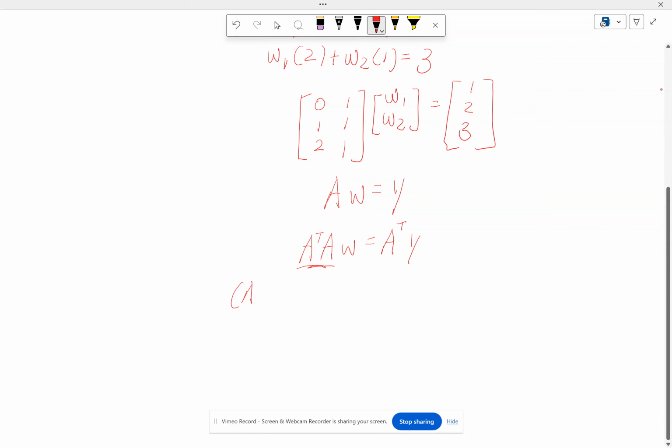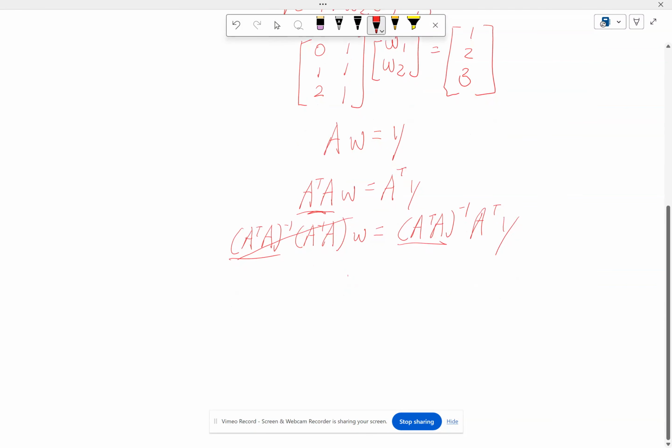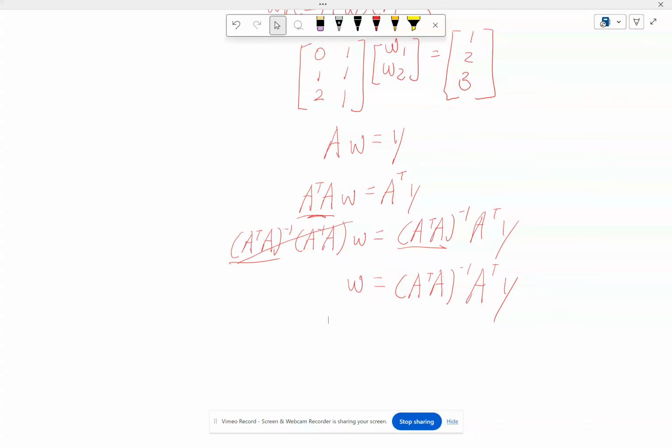So (A transpose A) inverse times A transpose A, W is equal to (A transpose A) inverse A transpose Y. Notice I multiplied this on both sides. And with the inverse, this now cancels out. And you get W is equal to (A transpose A) inverse A transpose Y. So this is what you want. If you can do this, then the problem is solved.